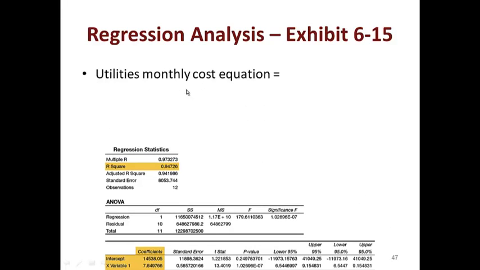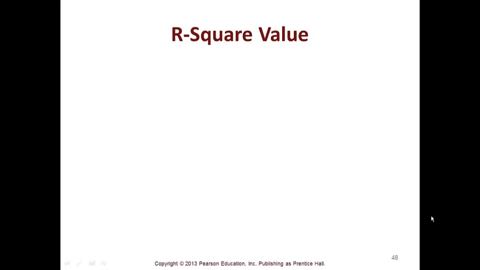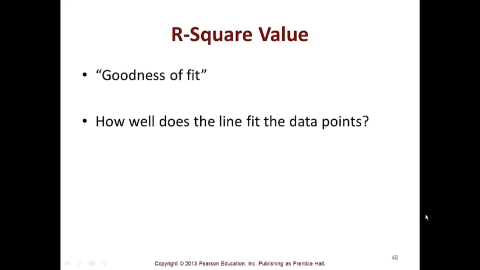So here, if you're looking at the utilities monthly cost equation, which is what this is down here, you're going to take the 7.85 plus the 14,538, where y is the total monthly utility cost. And then you have your x. X is the number of guests. So you can put anything in for x, and you're going to come up with a different result.